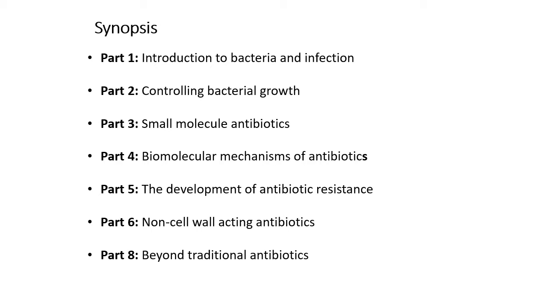The course has 8 principal parts. Part 1, which we'll talk about in this lecture, will be the introduction to bacteria and infection and how we control bacterial growth. We'll then really focus on small molecule antibiotics and their biomolecular mechanism of action. We'll then talk about how antibiotics develop resistance. We'll look at some specific case studies. Then we'll go on to look at the class of non-cell wall acting antibiotics. Finally, we'll end up going beyond traditional antibiotics, looking at potential alternatives.